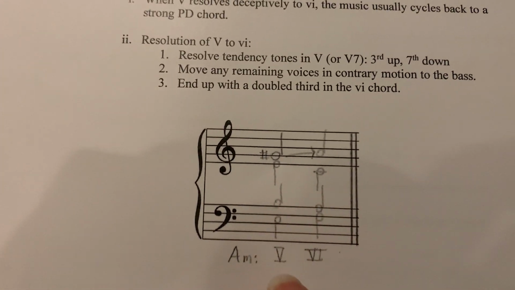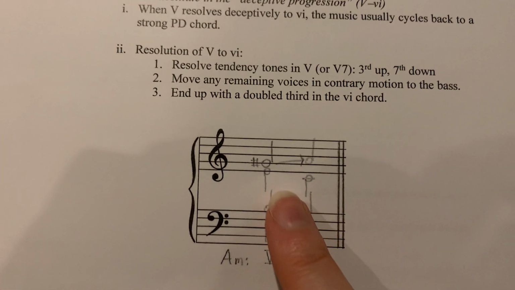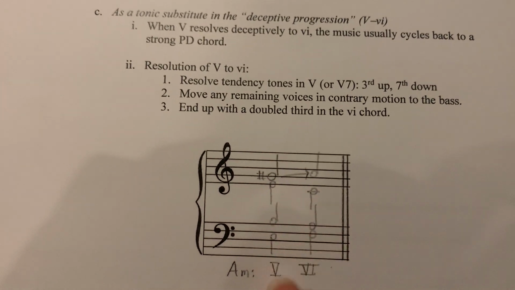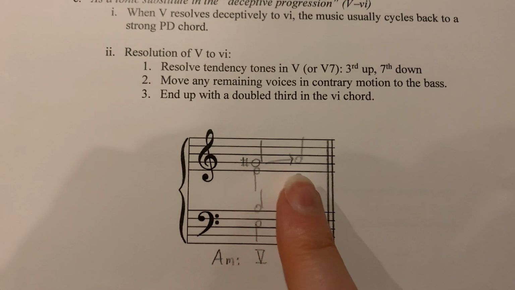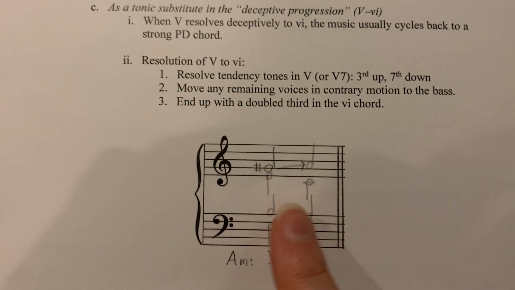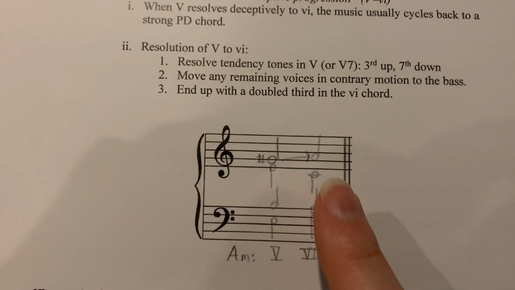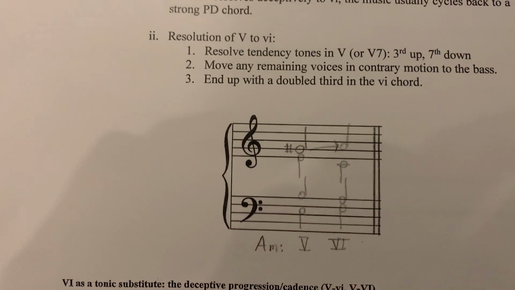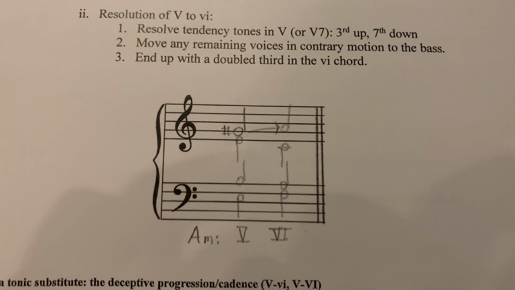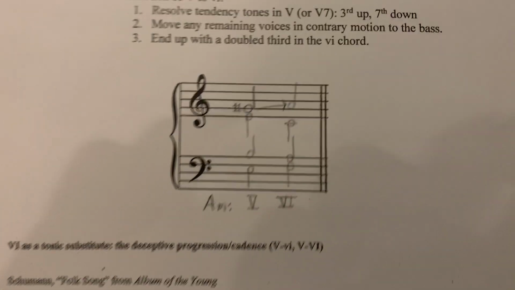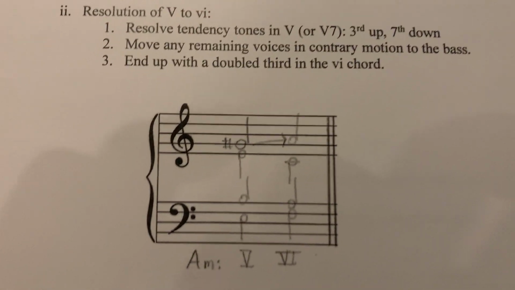So notice right here, I'm going in A minor, 5 to 6. I resolved the leading tone up. There was no 7th here, so the leading tone went up. Then all the other voices, of which there are 2 remaining, move down to the nearest chord tone. And you end up with a doubled 3rd, which luckily enough is scale degree 1, which works very nicely for this progression. So I have a little abstract example here.